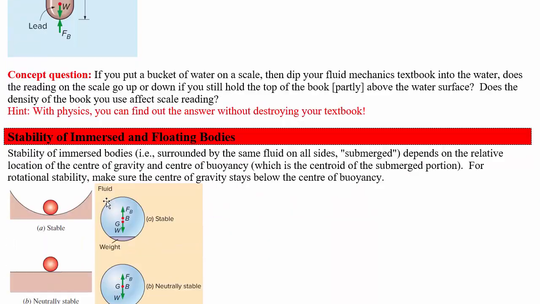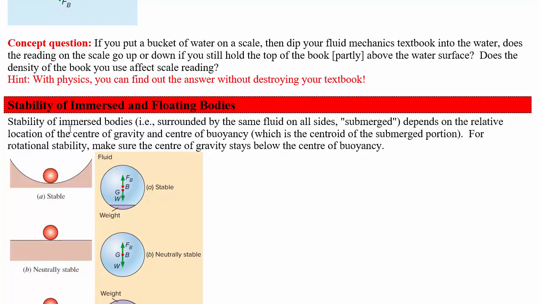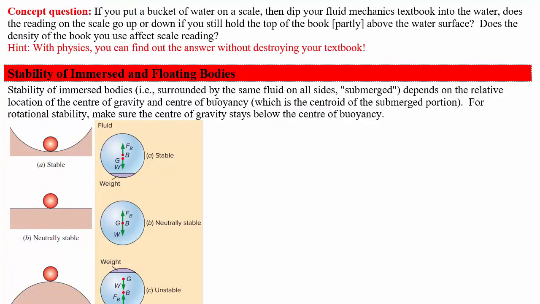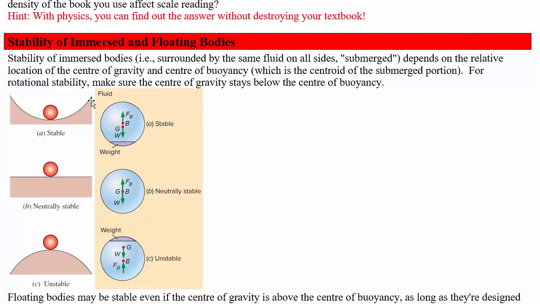Moving on, stability of immersed and floating bodies. Stability of immersed bodies, i.e. surrounded by the same fluid on all sides, submerged, depends on the relative location of the center of gravity and what's called the center of buoyancy. Center of buoyancy is the centroid of the submerged portion.